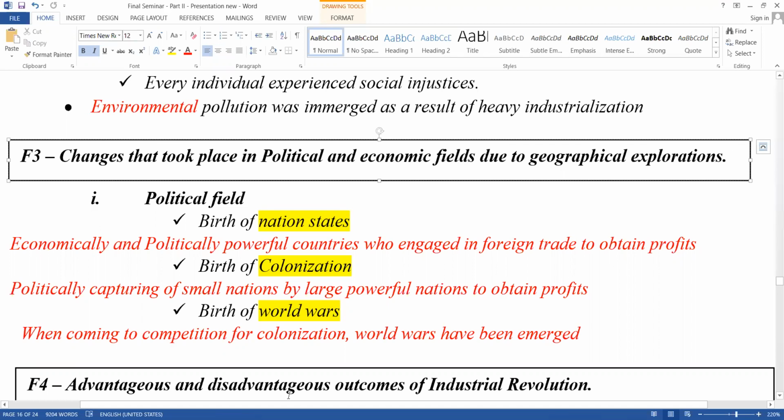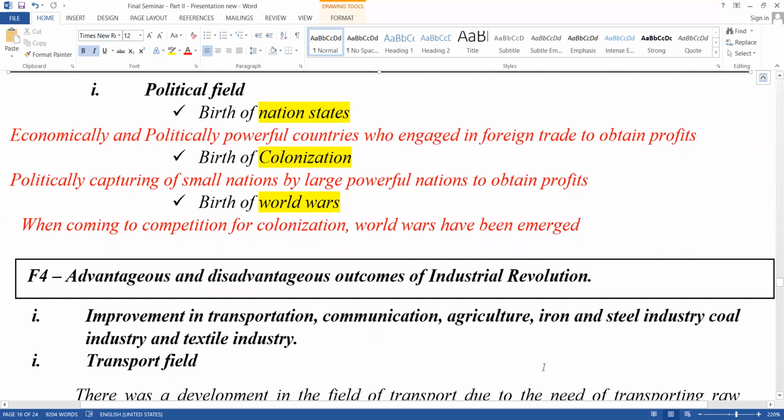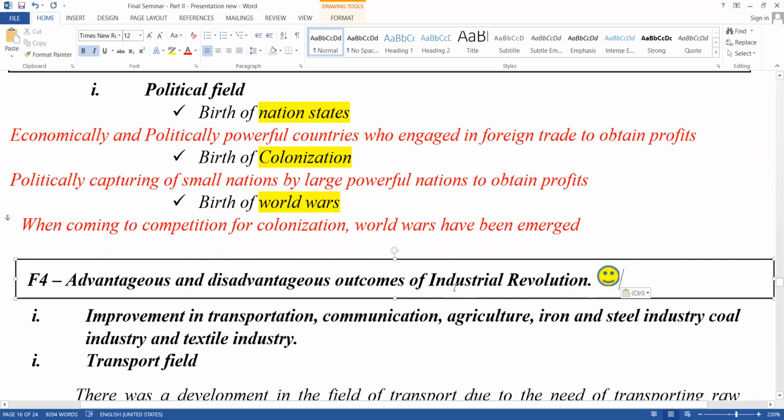Right? Advantages and disadvantages, outcomes of the industrial revolution. So this is also important if a question is given. If the question is given from the industrial revolution, this is all. This is an important question. But I mostly guess that we will be given the question from the Renaissance, especially this discovery of trade routes.